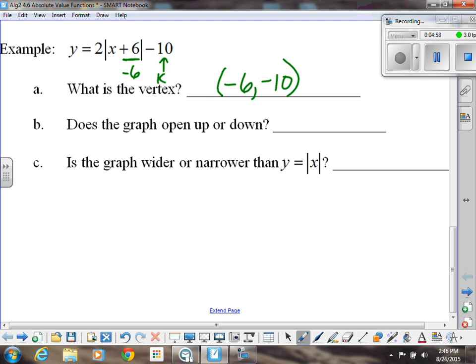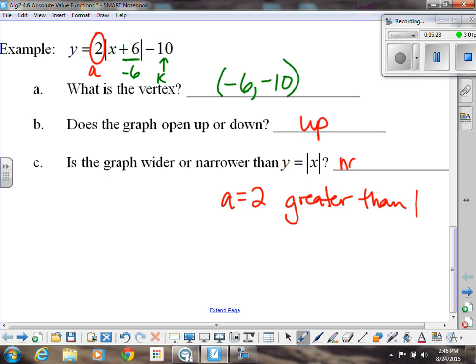Does the graph open up or down? Remember, that's when I'm looking at the number in front of the absolute value. That's my a. So since a is positive, it's going to open upward. And is the graph wider or narrower than y equals absolute value of x? So I'm going to look at a. a is 2. And since 2 is greater than 1, that means it's going to be narrower. It's going to be steeper, the steeper lines that create that V.